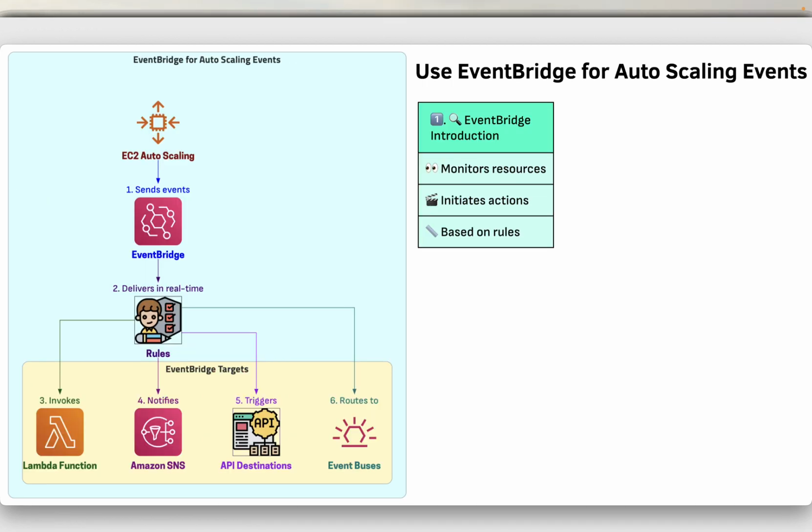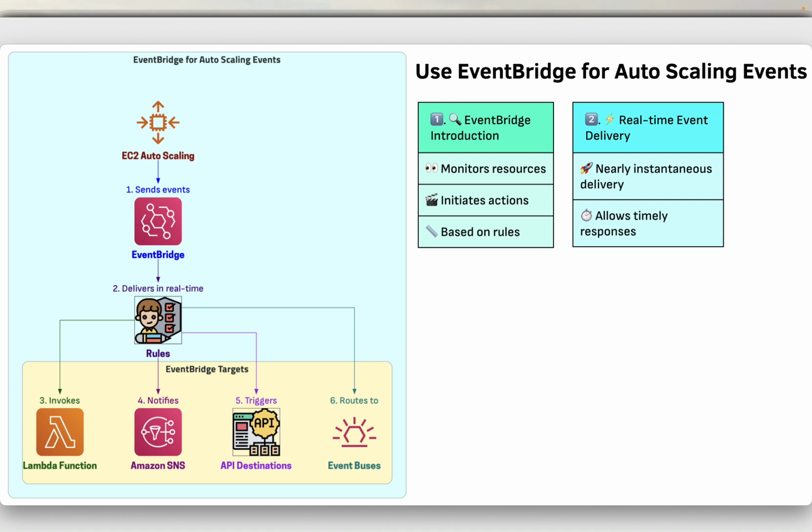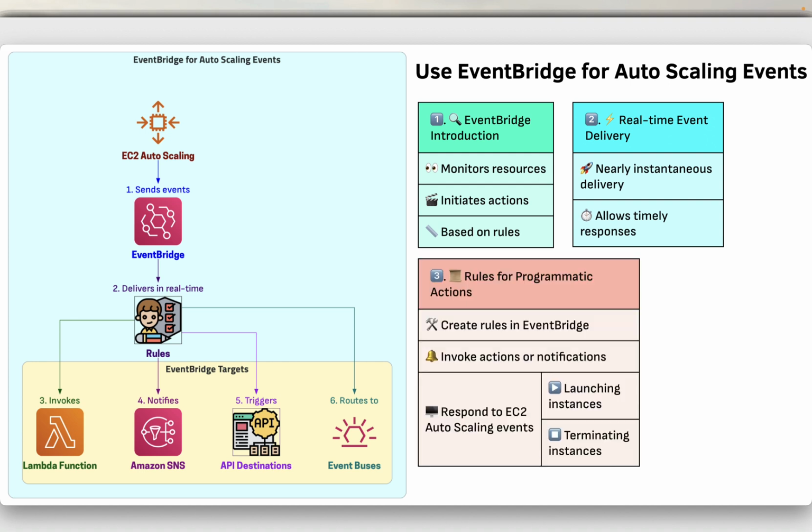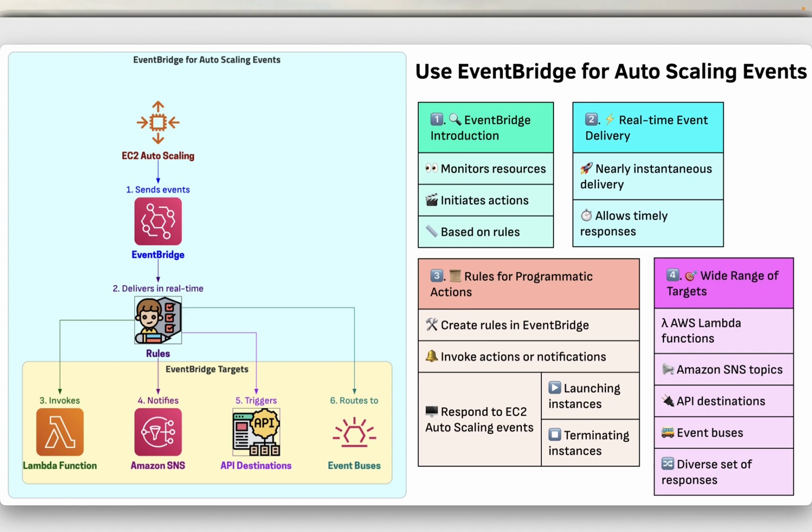EventBridge, which is a service that monitors resources and initiates actions using other AWS services based on rules. Events from Amazon EC2 Auto Scaling are delivered nearly instantaneously, which allows for timely responses. You can create rules in EventBridge that invoke actions or notifications in response to EC2 Auto Scaling events, like launching or terminating instances. EventBridge rules can target AWS Lambda functions, Amazon SNS topics, API destinations, event buses, and all the targets supported by EventBridge rules, and that facilitates a diverse set of responses to events.